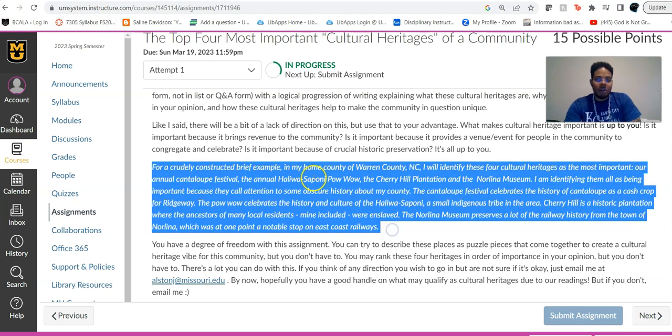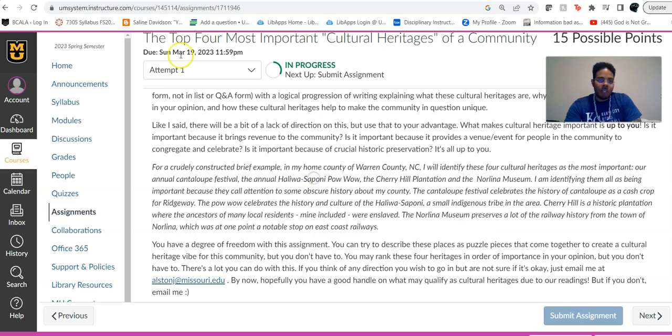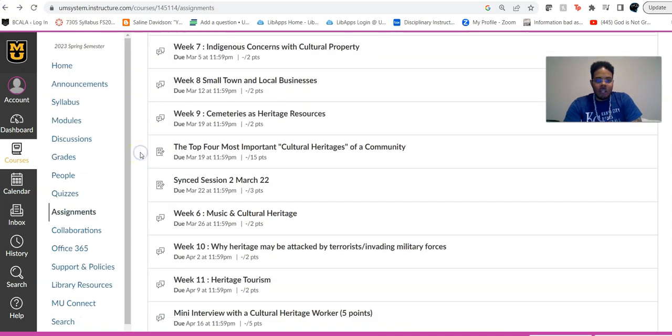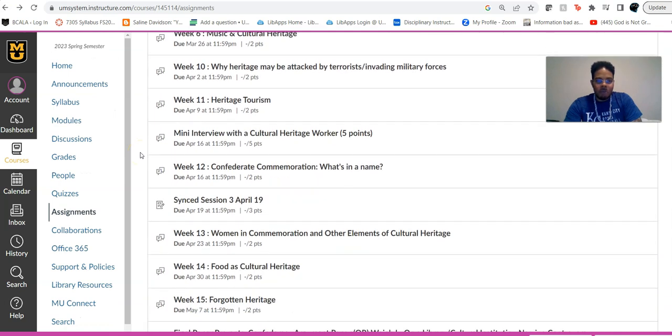And I've got a very brief example. I'm from Warren County, North Carolina, and so I talk about 4 things that are special to Warren County, North Carolina. All right, let's keep it moving, keep it moving, keep it moving.